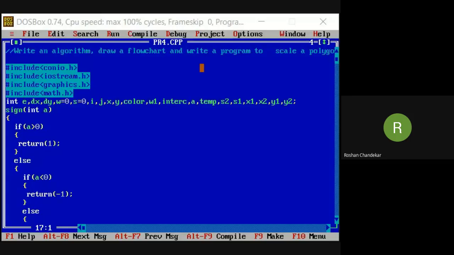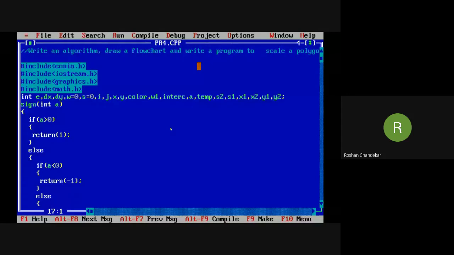Now, here is our program of polygon. I have already written this program in the C++ language. I'm going to explain what is in our program, and what we have scaled here.